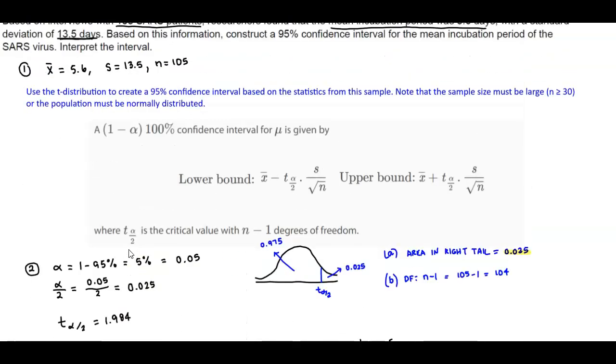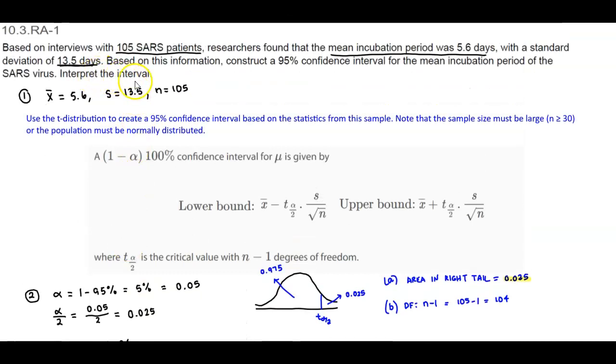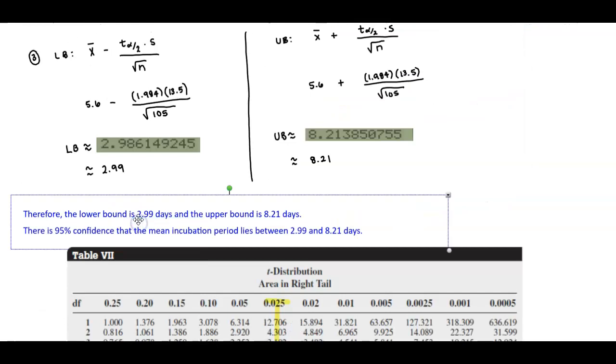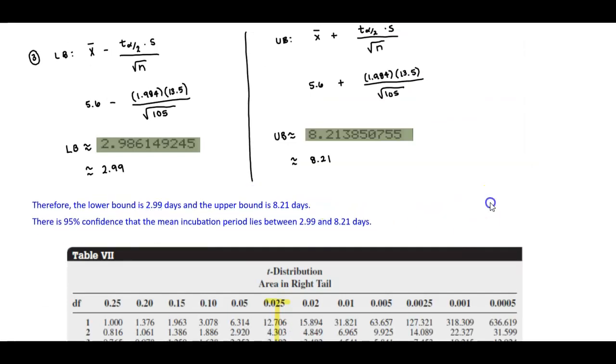Now let's go back to the question. It says interpret the interval. So let's go ahead and interpret this interval. We can see therefore the lower bound is 2.99 days and the upper bound is 8.21 days. So there is 95% confidence that the mean incubation period lies between 2.99 and 8.21 days.